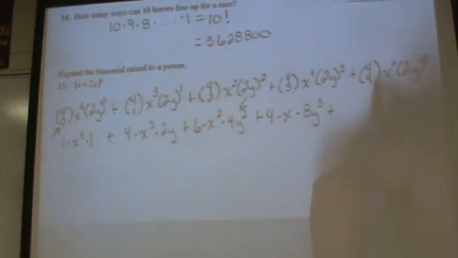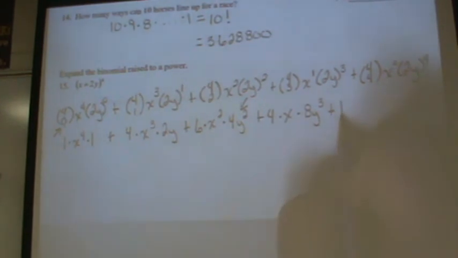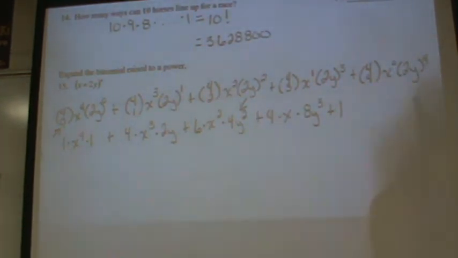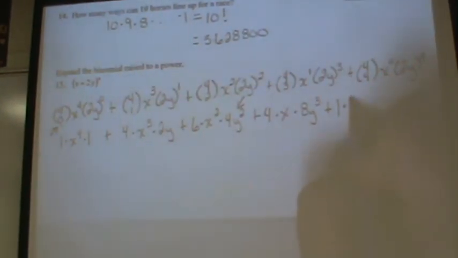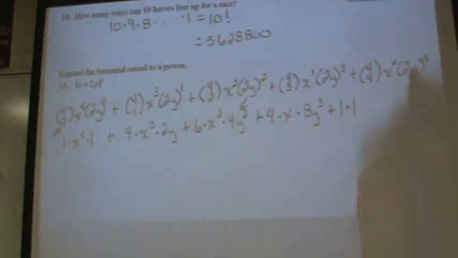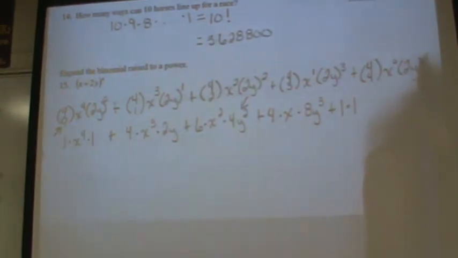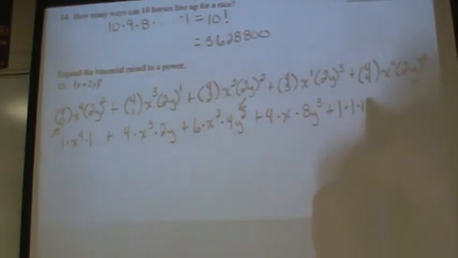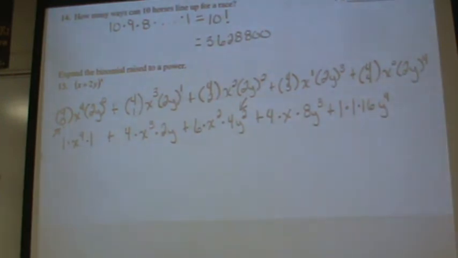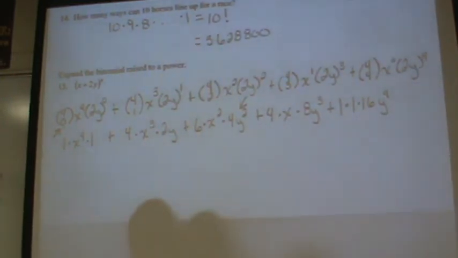And then our last term, the coefficient is 1. X to the 0 is also 1. And then we have 2y to the 4th. 2 to the 4th is 16. And then we have y to the 4th when we distribute that.